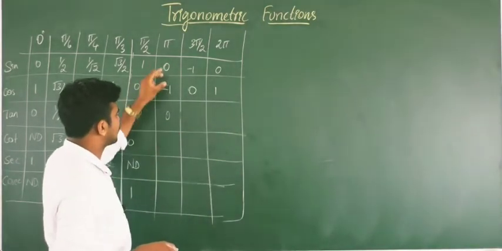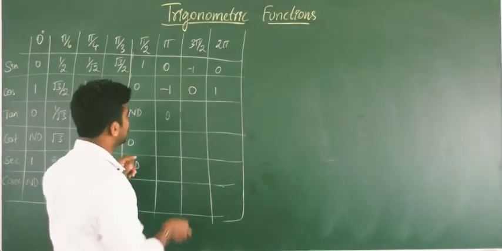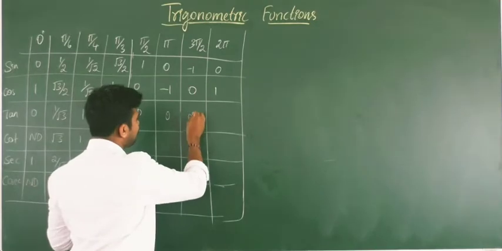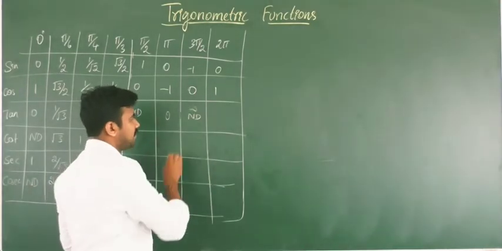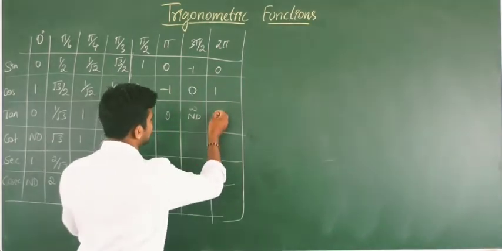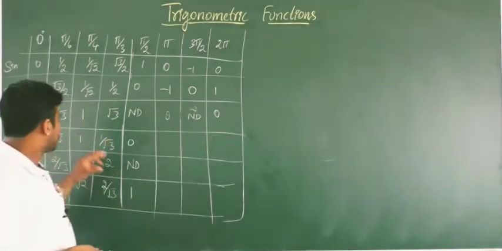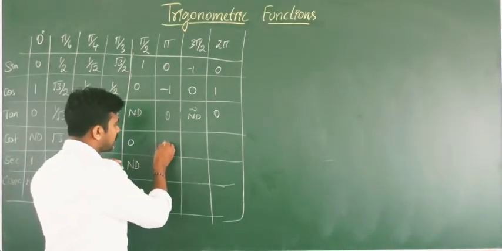The value of 0 by 1 is 0, 0 by minus 1 is 0, and 1 by 0 is infinity value, that is not defined. I'll write here: not defined means it is infinity value. It may be plus or minus, that we'll check later. Then here, 0 by 1 is what? 0. Similarly, cot is the reciprocal of tan, so we'll get 1 by 0, not defined, or infinity we can say.